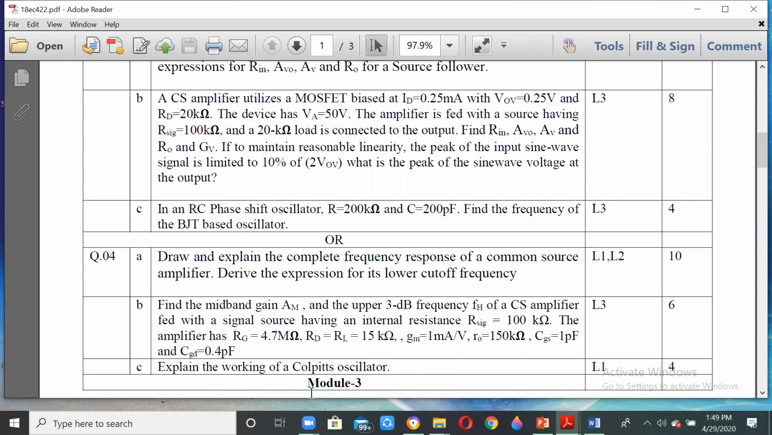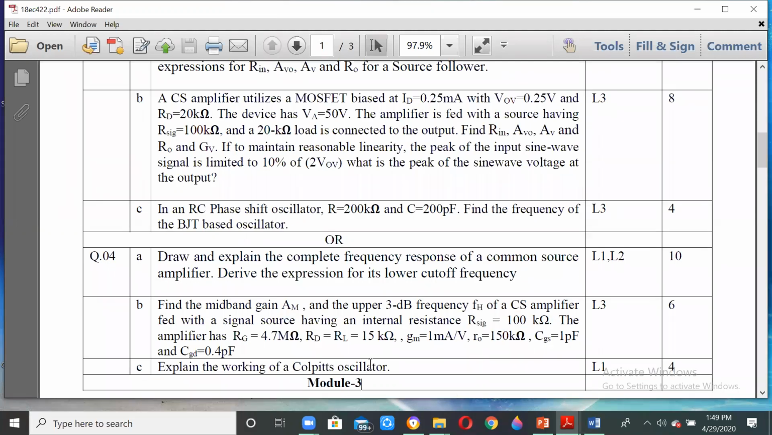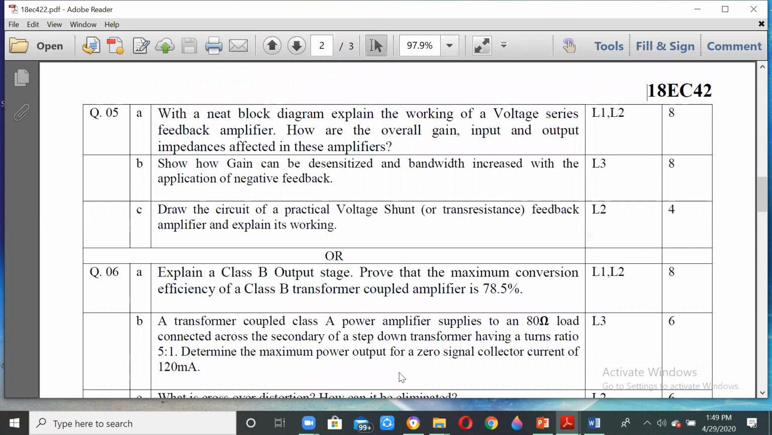Then we have the Colpitts oscillator. Colpitts oscillator is already explained in the video. You can just go through it. A Colpitts oscillator will consist of two capacitors and one inductor, and if it contains two inductors and one capacitor, that will correspond to the Hartley oscillator.